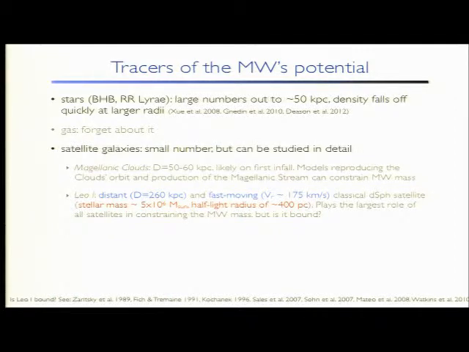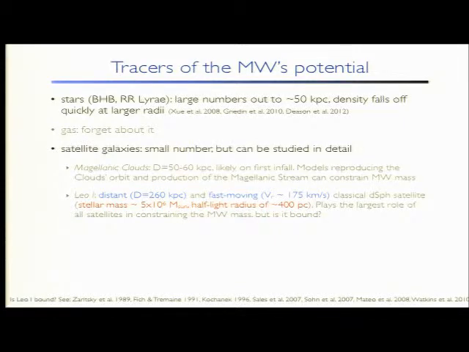Even though there's only a small number of them, they can be studied in great detail, of course, and so they're actually easy to pick out and target. So a couple of examples would be, say, the Magellanic Clouds, which are at galactocentric distances of 50 or 60 kiloparsecs, likely falling into the Milky Way for the first time. So using models that try to reproduce, say, the orbit of the clouds and producing the Magellanic Stream can help constrain the Milky Way mass.